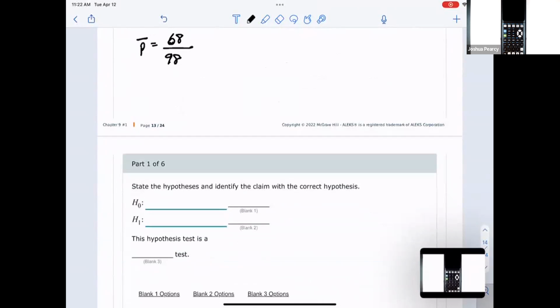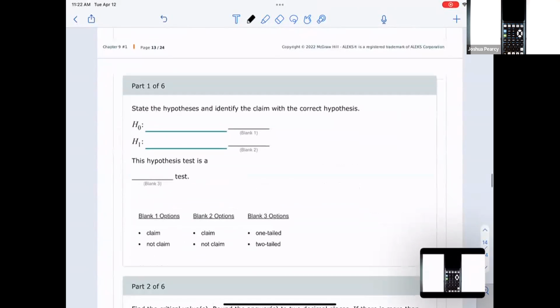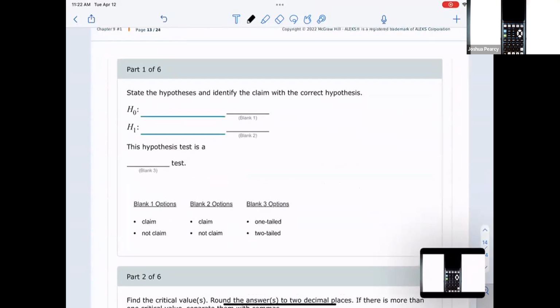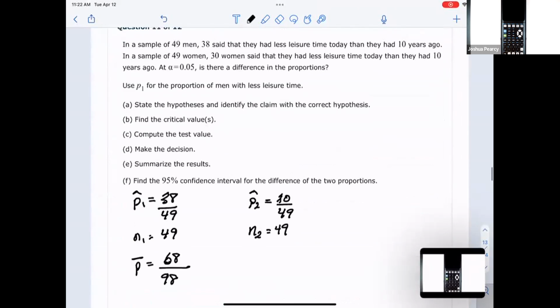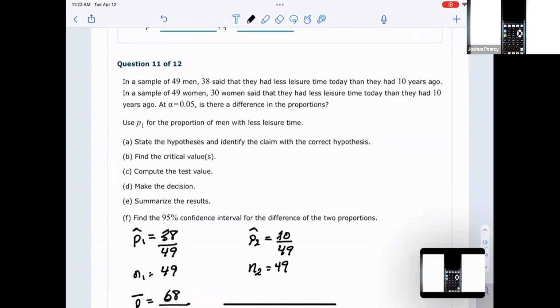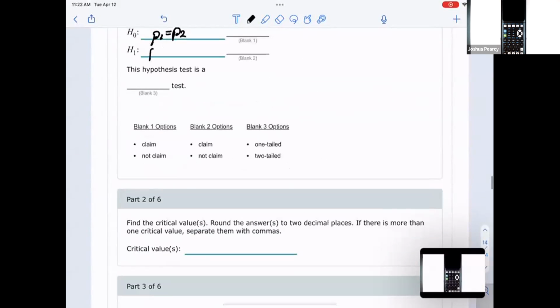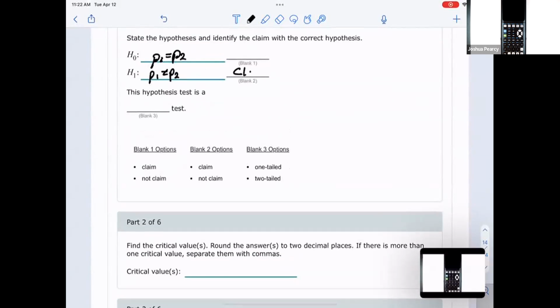State the null and the alternative hypothesis and identify the claim. What's the null? The two proportions of both groups are what? Equal, so P1 equals P2. And the alternative, what is it? You can find it in the last line: at alpha is 0.05, is there a difference in the proportions? So not equal. So P1 is not equal to P2. And since this is what we're testing, this is the claim. And again, it's two-tailed.